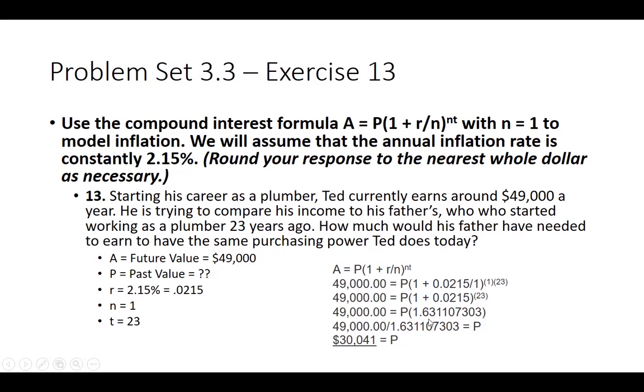We get 1.631107303 and probably some more digits. Keep as many as you can, either in the calculator stored or write it down, because our next step is to divide both sides by that string to get P by itself. 49,000 divided by that string of digits, rounded to the nearest whole dollar, is $30,041.